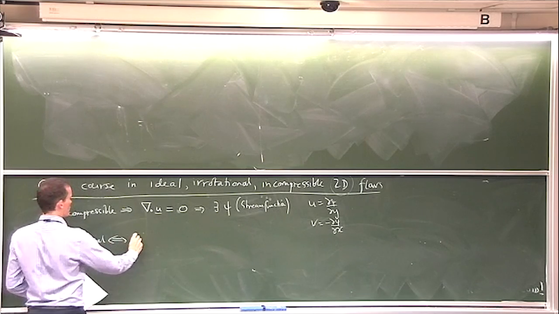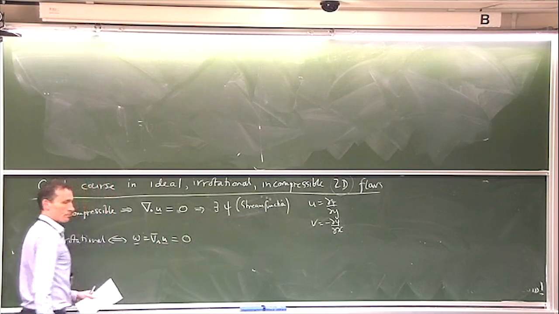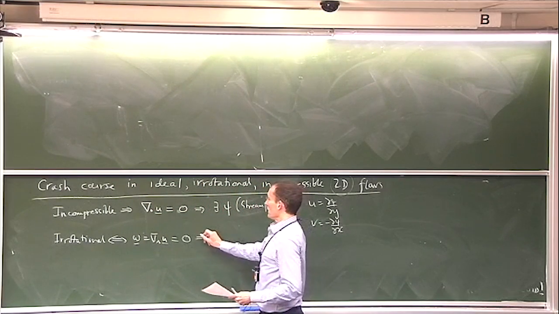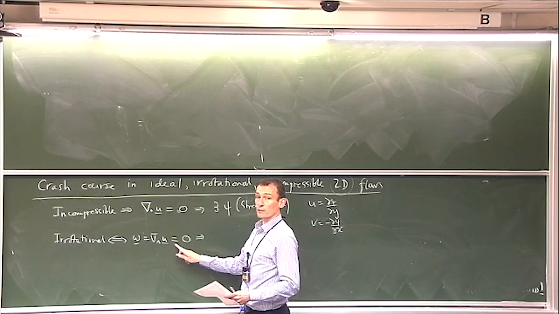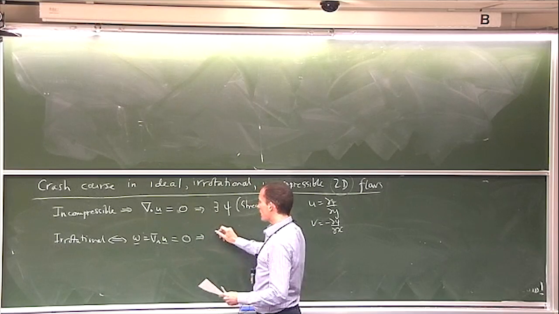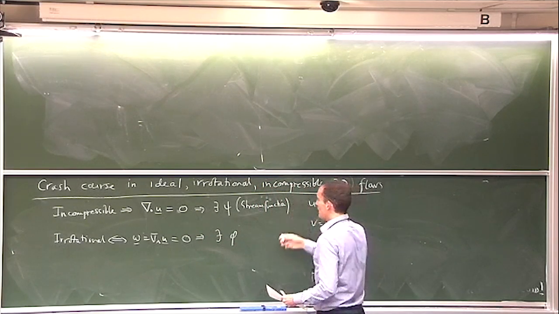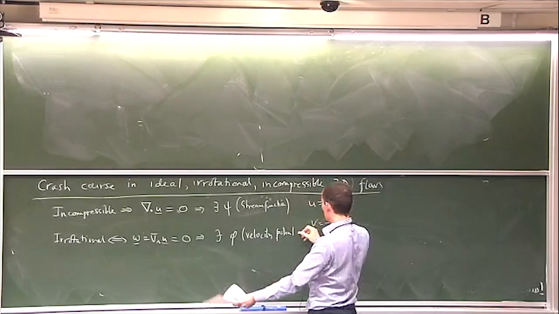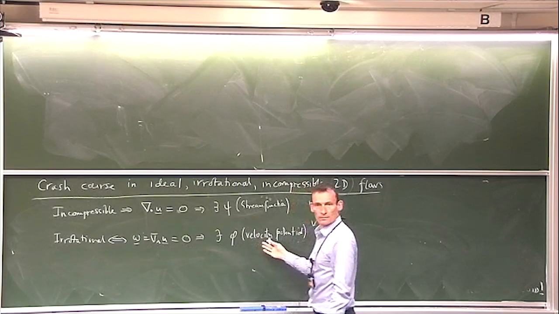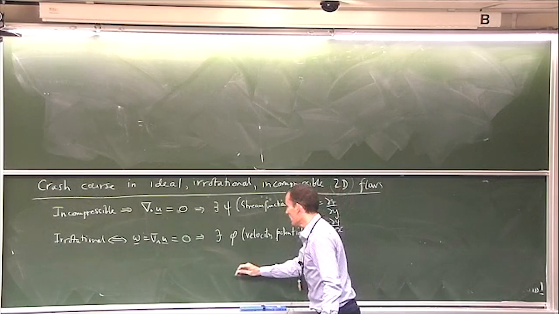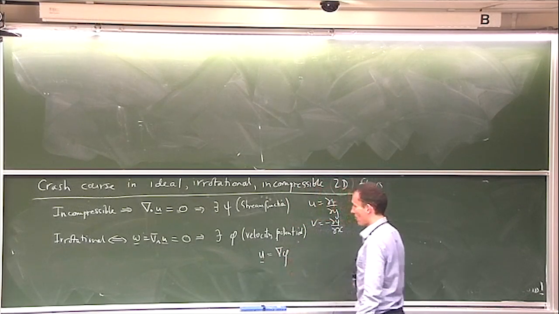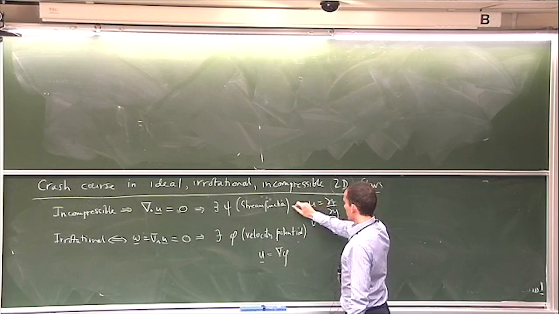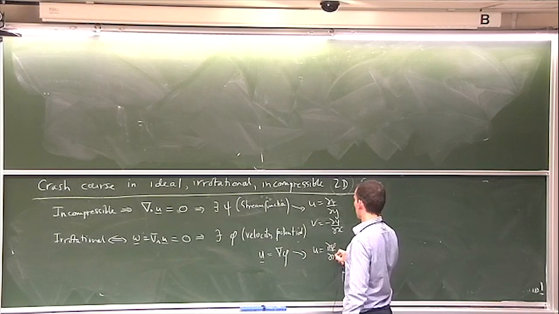Irrotational is equivalent to saying that the curl of the velocity is zero. Vorticity is zero. If you've got a curl-free vector field in 2D, subject to some regularity conditions, you can prove that there exists a potential phi, which we're going to call a velocity potential. If you were doing electrostatics, and everything here is analogous to electrostatics, we would call this just an electric potential or field potential, such that U is grad phi. You can clearly see that the curl of this is automatically zero. And this implies that U is d phi by dx and V is d phi by dy.